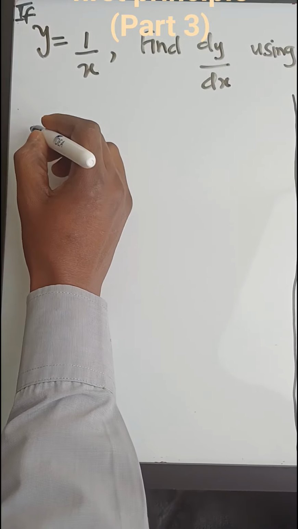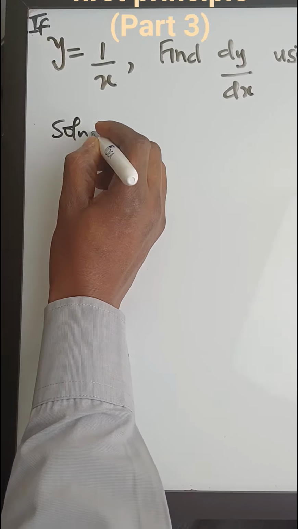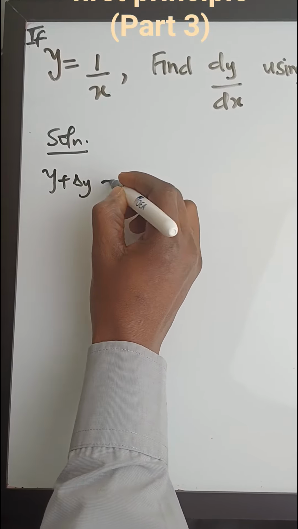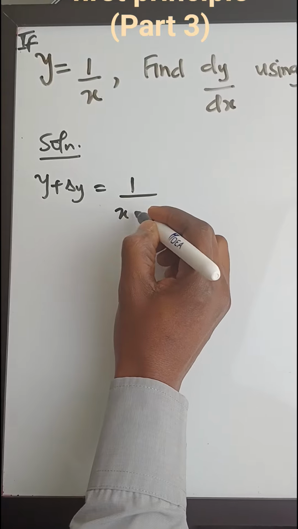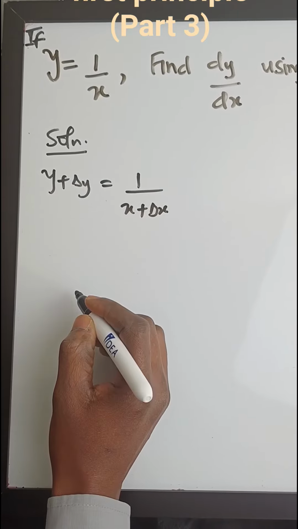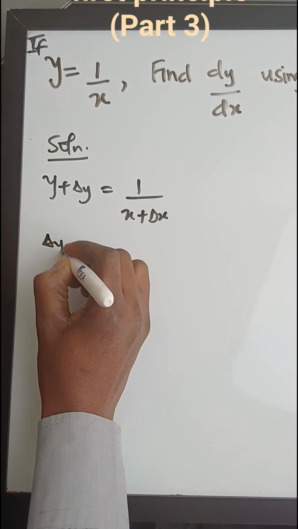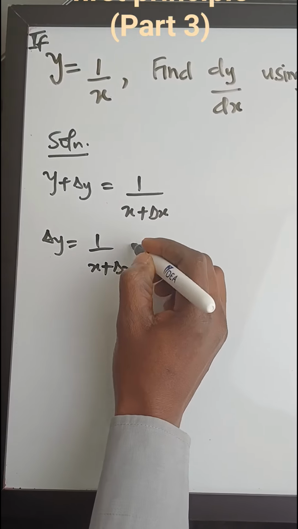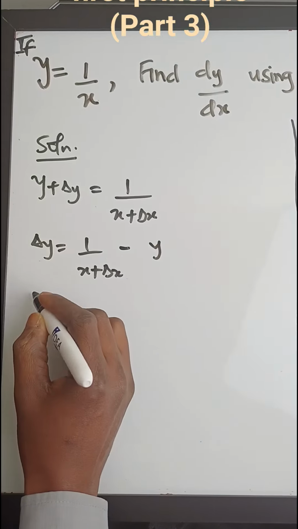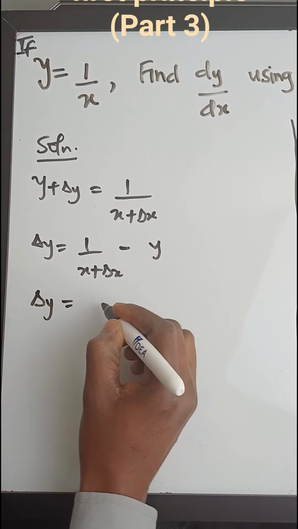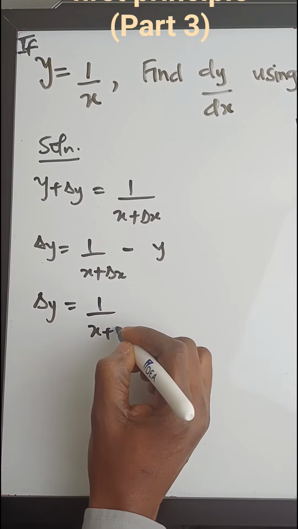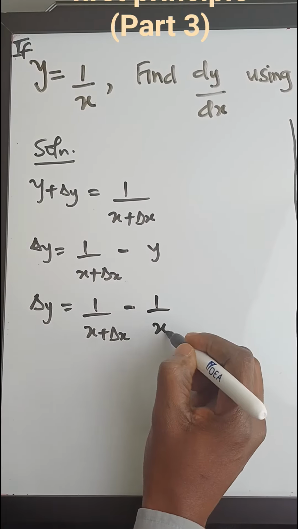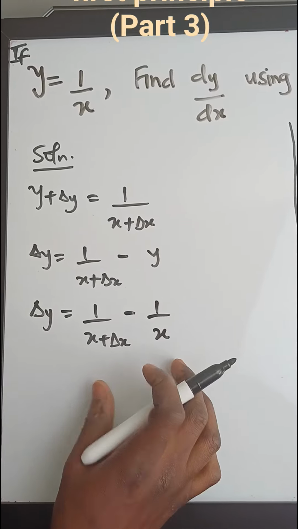So the first thing you need to do is to have the y, then you have the x, then you have y plus change in y equals 1 over x plus change in x, minus y, which is 1 over x. So at this point you can find the LCM.